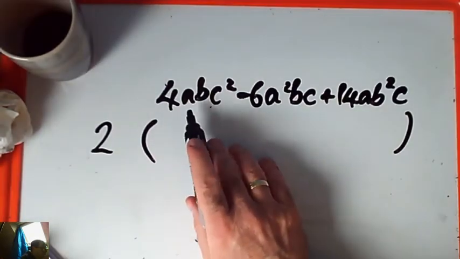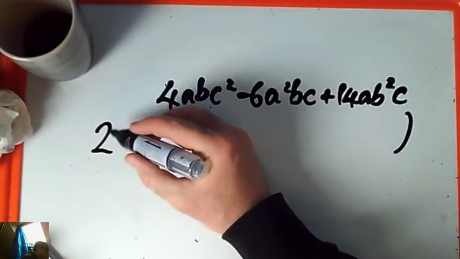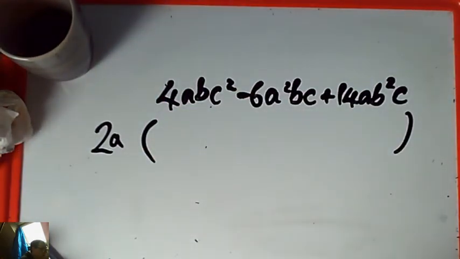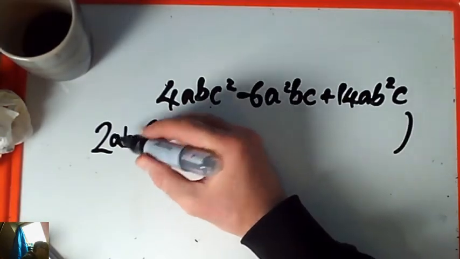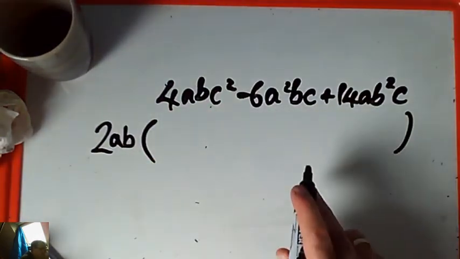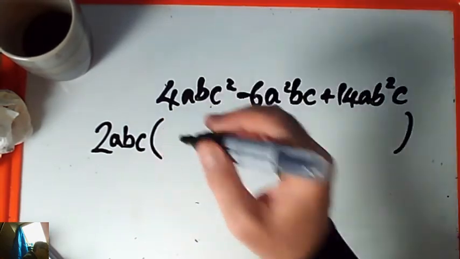Then all of these have got an a in them. They've got an a squared and an a. So I can take an a outside the brackets. They've all got a b in them, so I can take a b outside the brackets. And they've all got c in them, so I can take c outside the brackets.